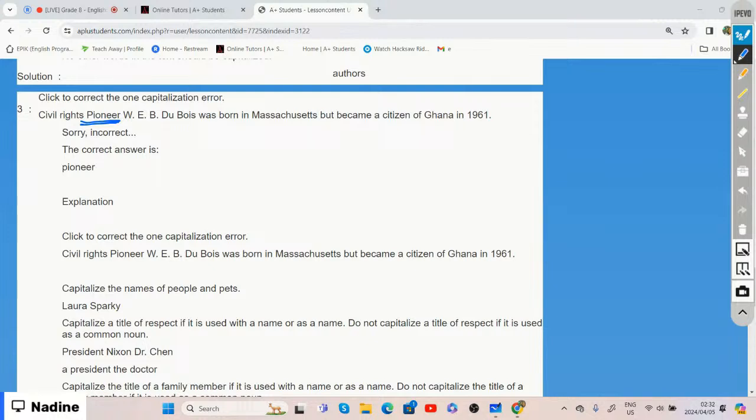So remember, when it comes to capitalization, right? We capitalize a lot of things, starting with names of people, names of pets, right? Titles, family members, geographical features, right?